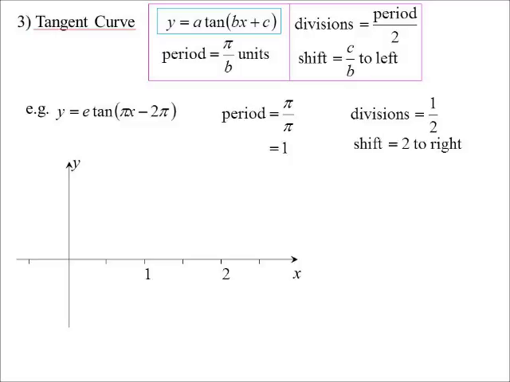All right, tan. Tan normally starts at the origin. Okay? But this one is shifted 2 to the right. So I'll start over there at 2. Now the tan curve, it alternates x-intercept, asymptote, x-intercept, asymptote. So let's put that pattern in. There's an asymptote. Go back the other way, asymptote, x-intercept, asymptote, x-intercept. And now we just have to draw in our shape.